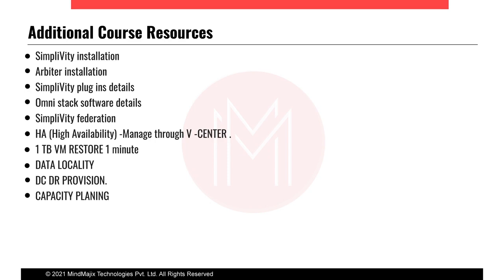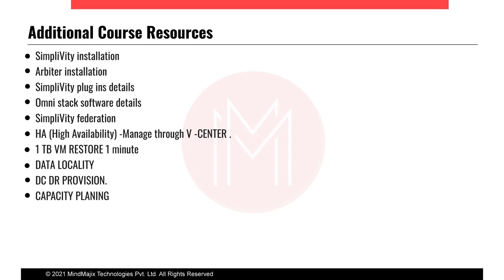After that, it is high availability. In a Simplivity cluster with high availability, if one node goes down, how can the other node take over the VMs, and how can it be managed through vCenter? How it is possible to tackle all those critical things through vCenter, we will teach you.